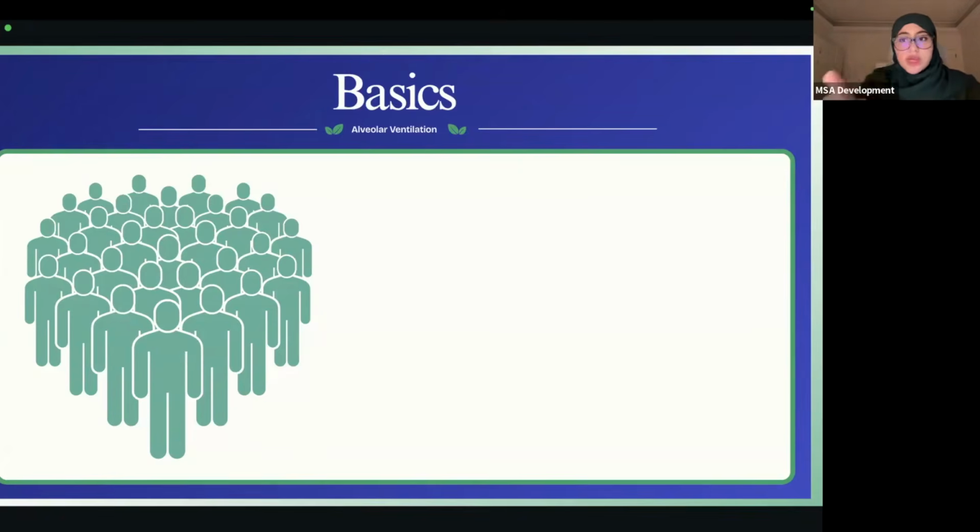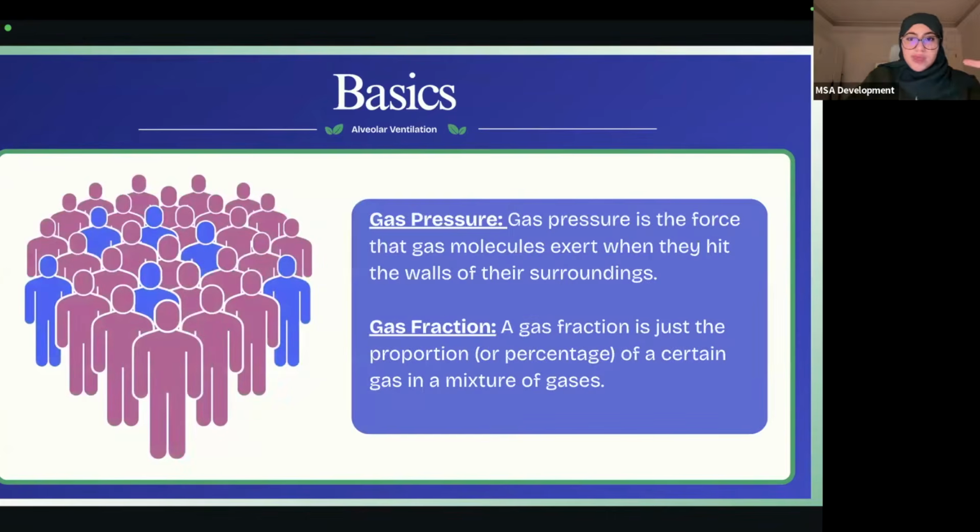But you have to remember that they don't act as a unit. There are individual people, and these individual people are pushing their own pressure against the wall. This would be called partial pressure. Each of these people is contributing to the total pressure. Now we have to remember that all these people aren't the same. Maybe they're from different places, maybe they have different ethnic backgrounds, so they're colored differently. This is called the fraction of all the people, so this is a different fraction. The blue ones are clearly a smaller fraction than the pink ones.